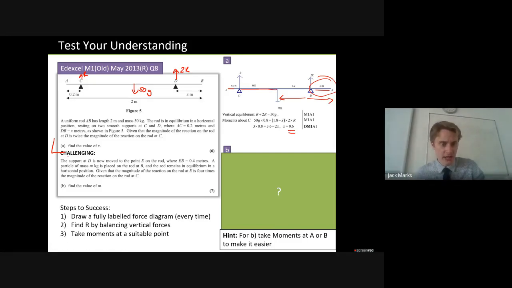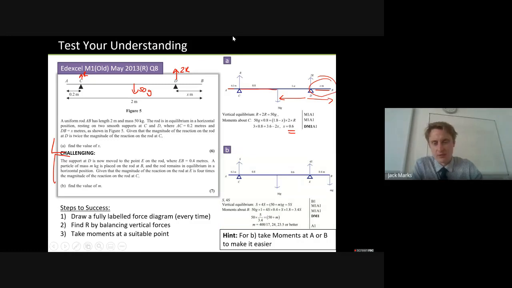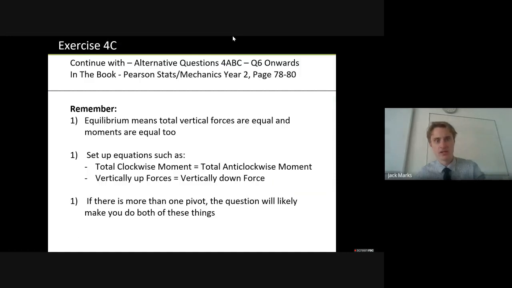For the challenge, if you did have a go at the challenge, you have to draw a new diagram because it says it is now moved. As soon as you start moving supports on the diagram, you have to start with a completely new diagram. But if you did that, actually it was sort of the same question. So you now should be ready to have a go at exercise 4C.